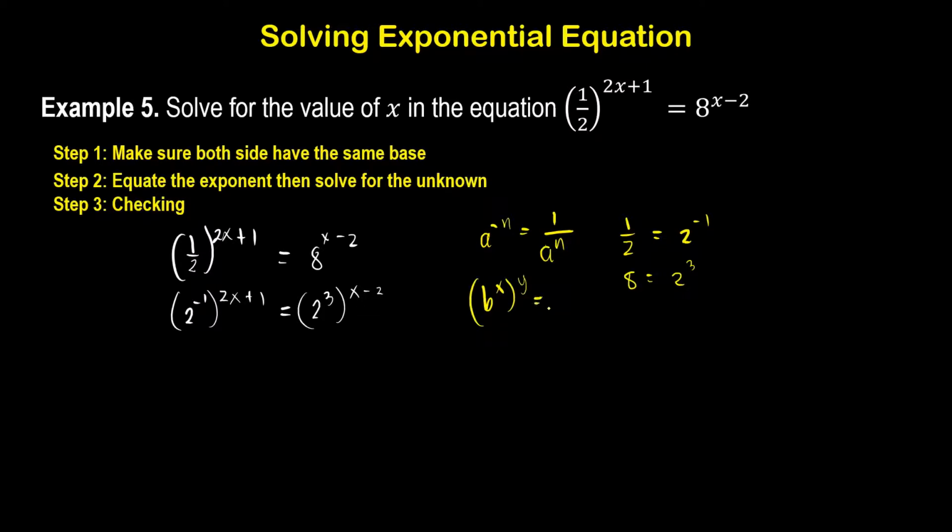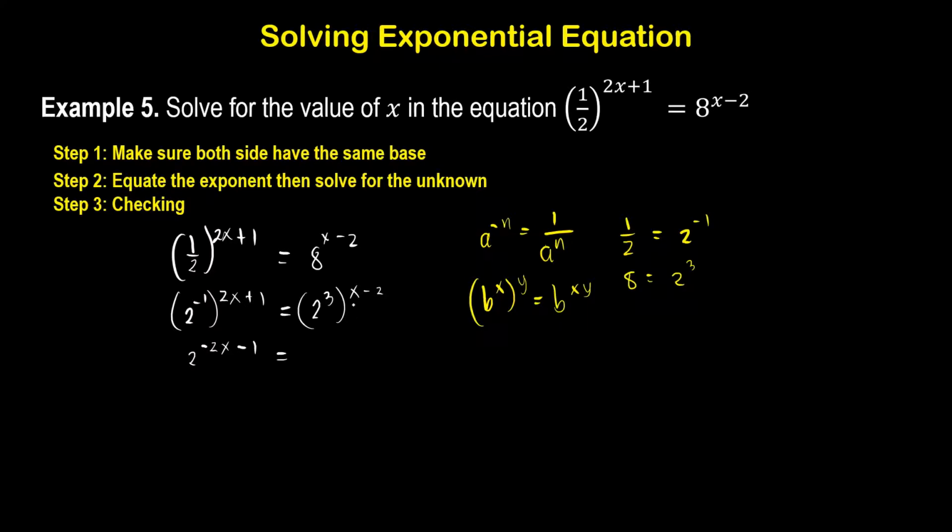So this simply means that we need to multiply both exponents. We need to multiply the exponents, so this is equal to b raised to x times y. That means ito yung property na i-apply natin dito para ma-simplify natin yung ating mga exponents. So dito we have 2, i-multiply lang natin si negative 1 to this exponent. So negative 1 times 2x is equal to negative 2x. Then negative 1 times 1 is equal to negative 1.